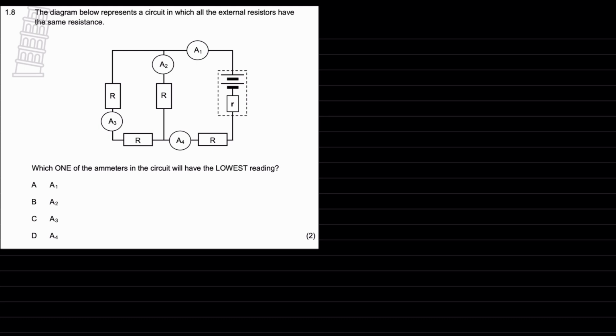Okay, now let's just follow the path that the current will take. So this is going to represent the total current, and then it reaches a point where it's going to branch. So here's one branch, and here's another branch. Those two branches will then join up, and then we'll have the total current again. So A1 and A4 definitely will not have the lowest reading. It's between A2 and A3.